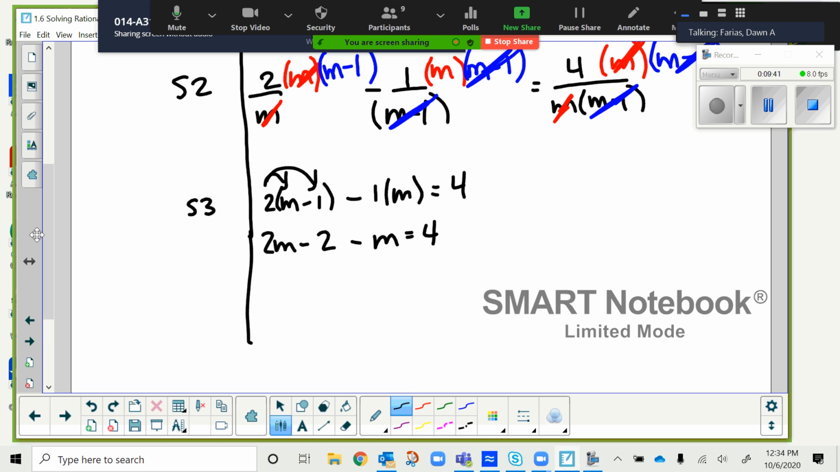Combine the like terms, the m's. So 2m minus m is a 1m. Add 2 to both sides. m equals 6. And this was our step 4, solve for the variable.